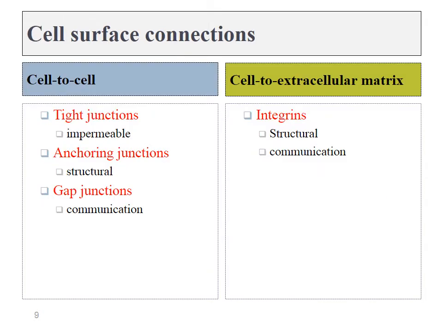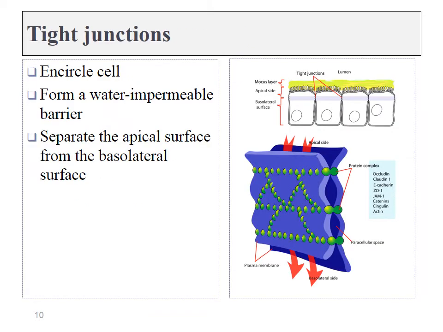Next up, we need to cover a number of cell-to-cell and cell-to-protein connections. The three major cell-to-cell connections are tight junctions, anchoring junctions, and gap junctions, whereas the cell-to-extracellular matrix connection are the integrins. First off, tight junctions completely encircle the cell, forming a water-impermeable barrier between cells. This will differentiate the apical surface of the cell from the basolateral sides. Because this is water impermeable, solutes in water will not be able to diffuse between cells.